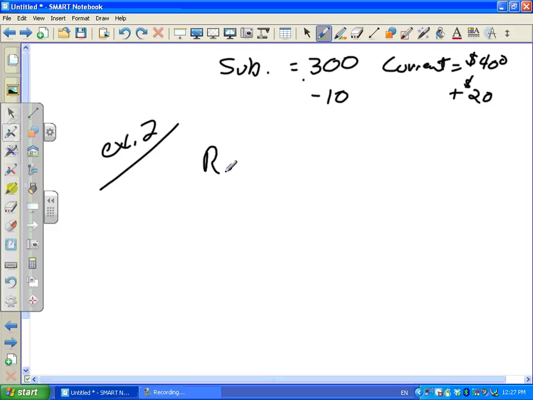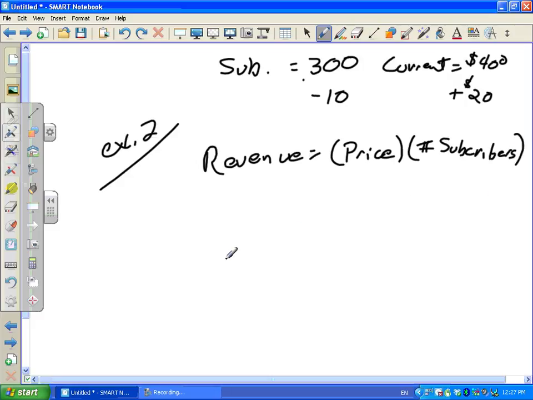Revenue is the amount of money a company is going to make. So the amount you're going to make is going to be the price of the tickets times the number of subscribers. So there you go, number of subscribers.